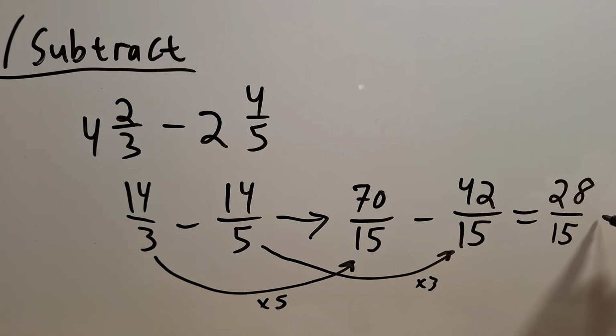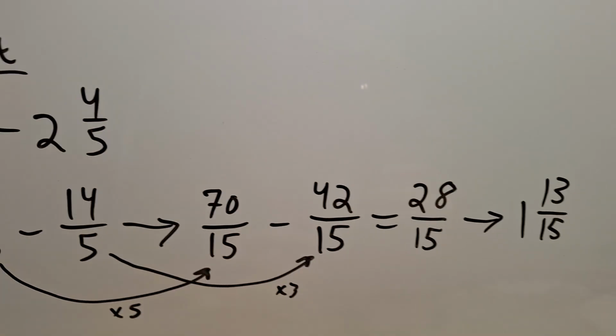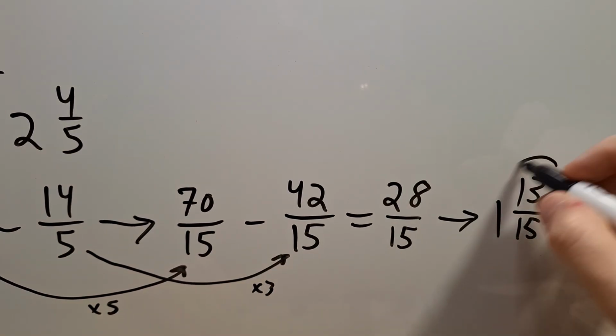Last step is to rewrite our final answer as a mixed number. That gives me 1 13/15. 1 13/15 right there.